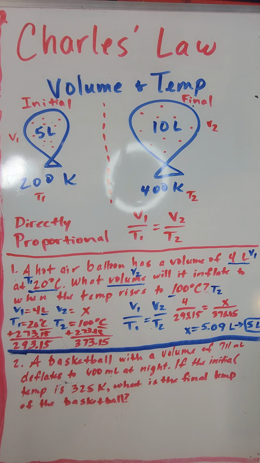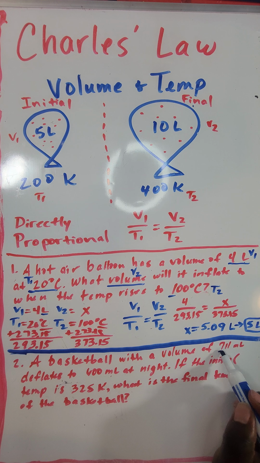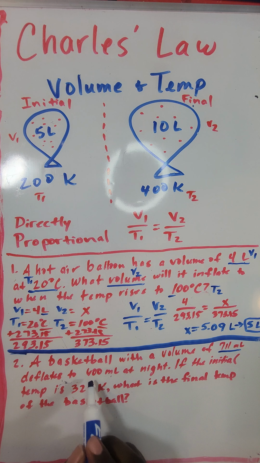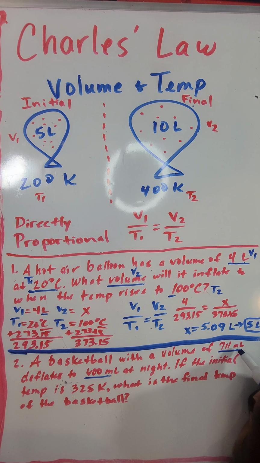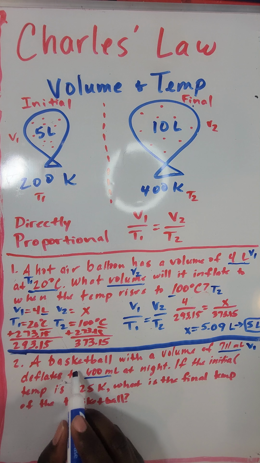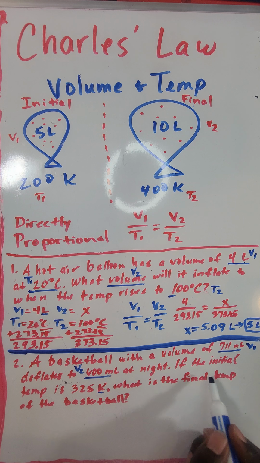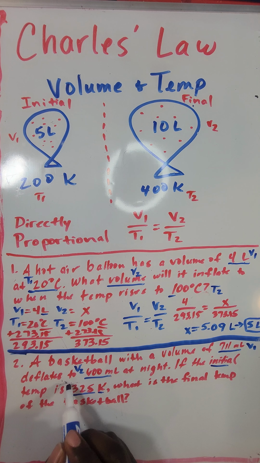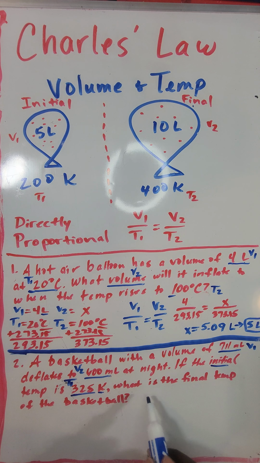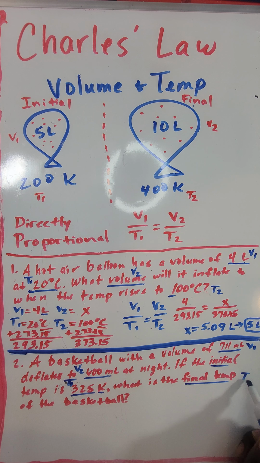All right, let's go to number 2. So we have a basketball with a volume of 700 milliliters that deflates to 600 milliliters. So it started here, ended there. So this is going to be our V1. It ended here. That's going to be our V2. At night, if the initial temperature is 325 K, good, it's in Kelvin, means we don't have to convert. But this says initial temperature, so this is going to be our T1. And it says, what is the final temp? So we're looking for T2.